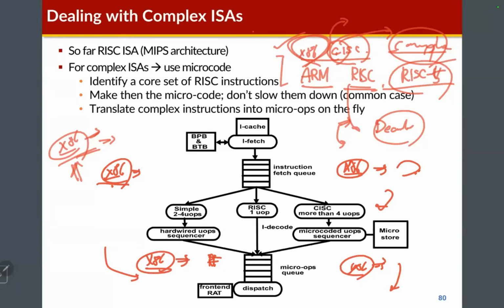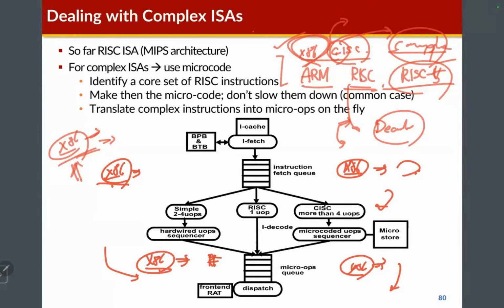So the x86 architecture can fetch multiple instructions, depending on their complexity. Then some instructions can be decoded into multiple simple instructions like this. These decoded instructions are placed in the micro-ops queue, and then they are dispatched. So this is the modern architecture of the x86 processor.